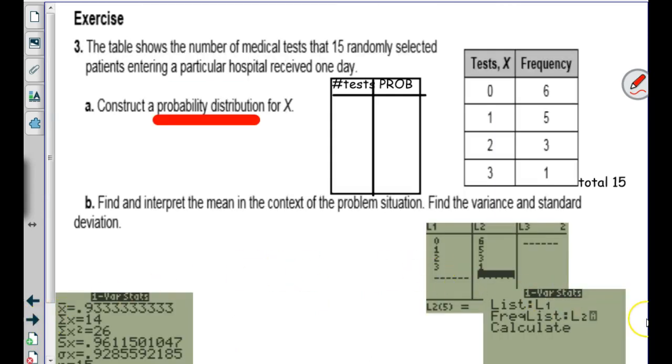We have this question. You ready? Number of medical tests that 15 randomly selected patients entering a particular hospital received one day. So I stood in the parking lot, asked 15 people when they came out of the hospital, how many tests did you get run today at the hospital? Okay, 6 people said none, 5 people said 1, 3 people said they had to have 2 tests done on them, and 1 person said they had 3 tests run. We want to change this to a probability distribution. How do we do that?